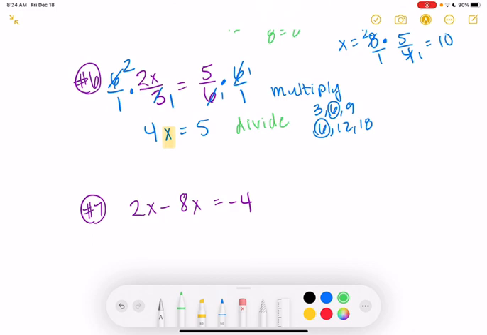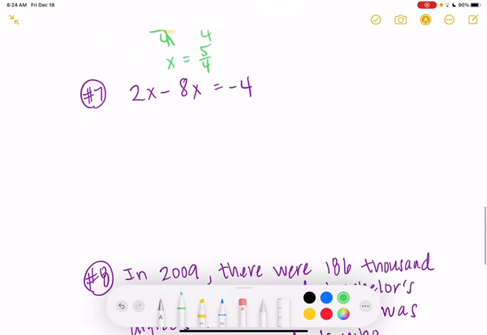And what do I divide by? That 4, because that will make the x be all by itself. So 4/4 is 1, so I have x equals 5/4. Okay. We're almost done here.